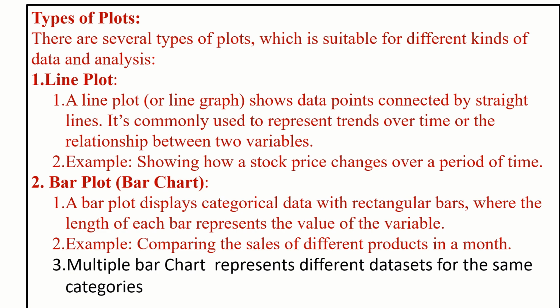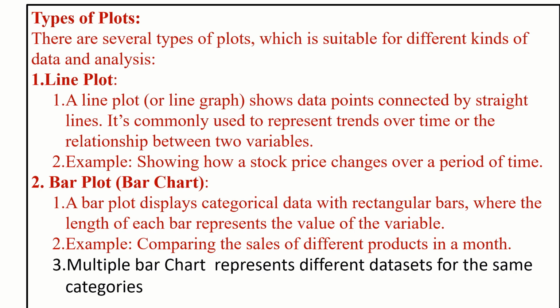Bar plot displays categorical data with rectangular boxes, for example category A, category B, category C, etc., where the length of each bar represents the value of the variable. Example: comparing the sales of different products in a month.